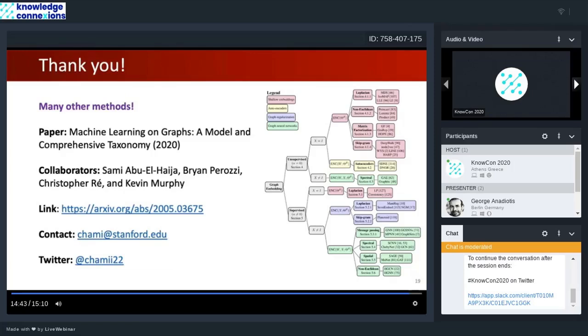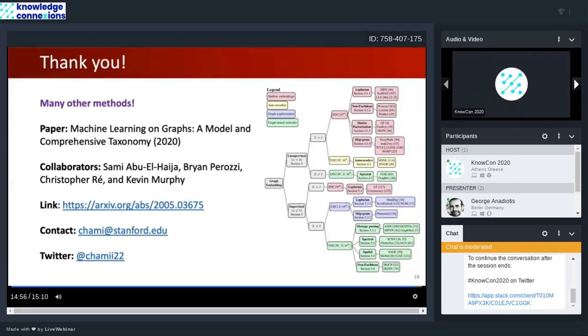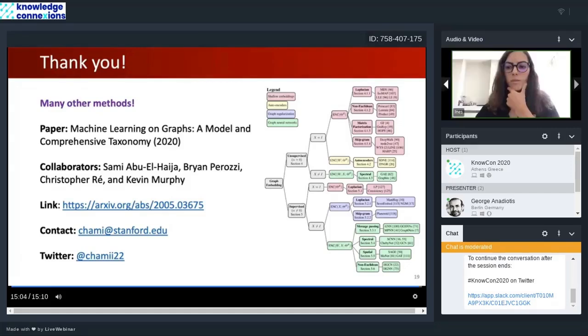If you'd like to learn more about GRL, feel free to check out our survey paper, which has many more detailed descriptions of the different methods. In particular, I mostly focused on methods that learn representations in Euclidean spaces, but note that it is also possible to embed graphs into non-Euclidean spaces to better match the graph geometry. And so if you're interested about this topic, feel free to reach out to me or check out our blog posts. Thank you for listening.